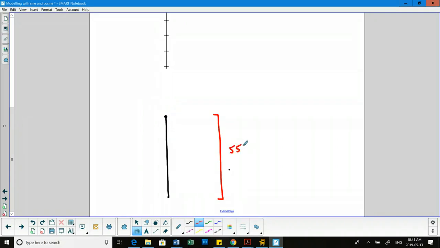55 meters, yes. What if we get this question on a test and we don't know how to answer? Well, you're going to practice, so.